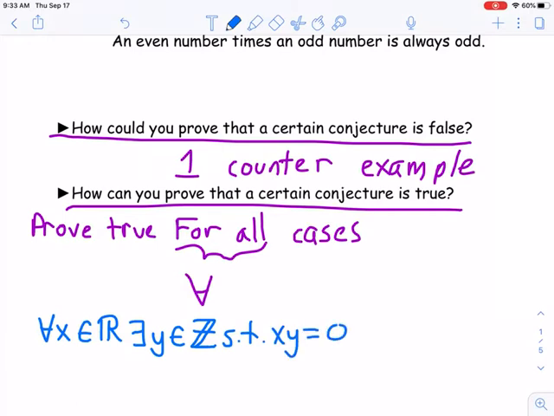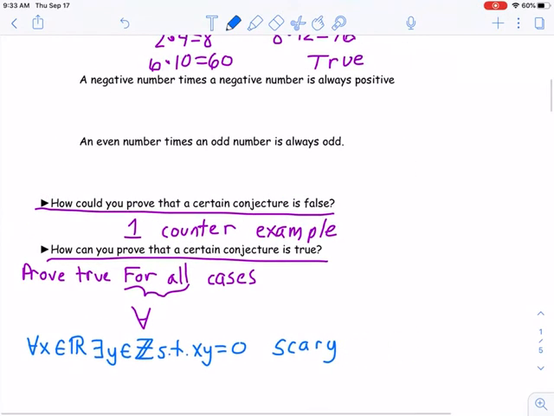If you go to college, this is how you write sentences. For all x that are real numbers, there exists a y that's an integer such that x times y equals 0. But that's just kind of a fun fact. That looks scary. All right, I'm very frightened by that. If you want to learn more, go to college and major in math.